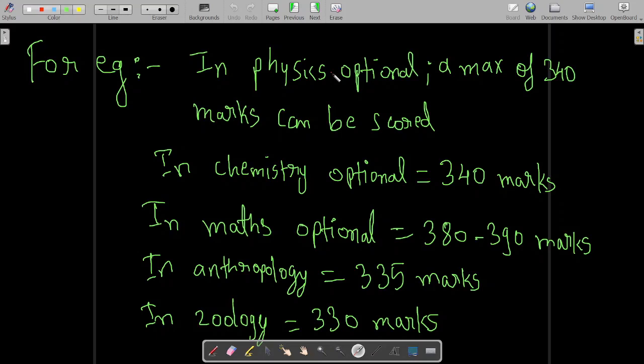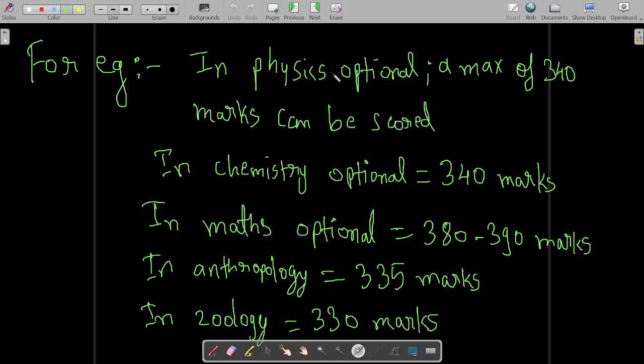Do not go for humanities optional, because in humanities optional, any question which is older than 5 years is of no use to you. But in science optional, even a question older than 10 or 20 years becomes relevant. So you have a very big question bank in science optional, and from that big question bank, the questions keep repeating.